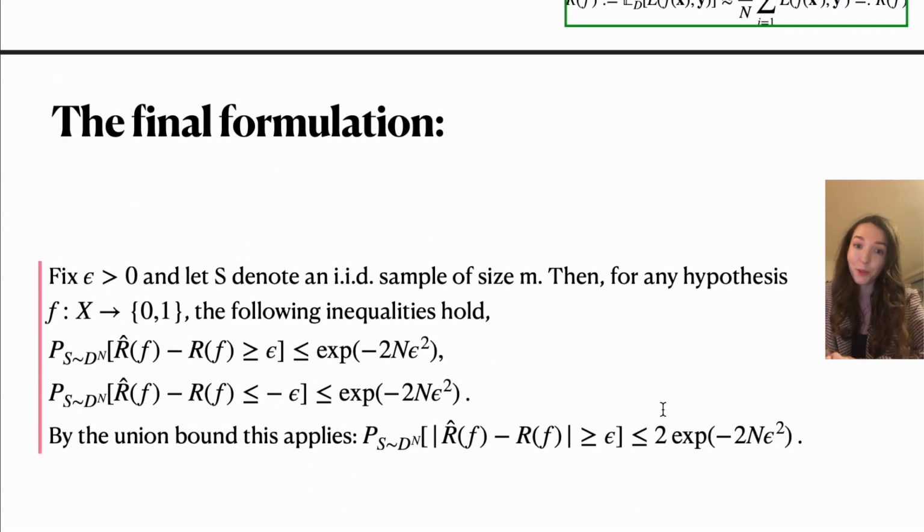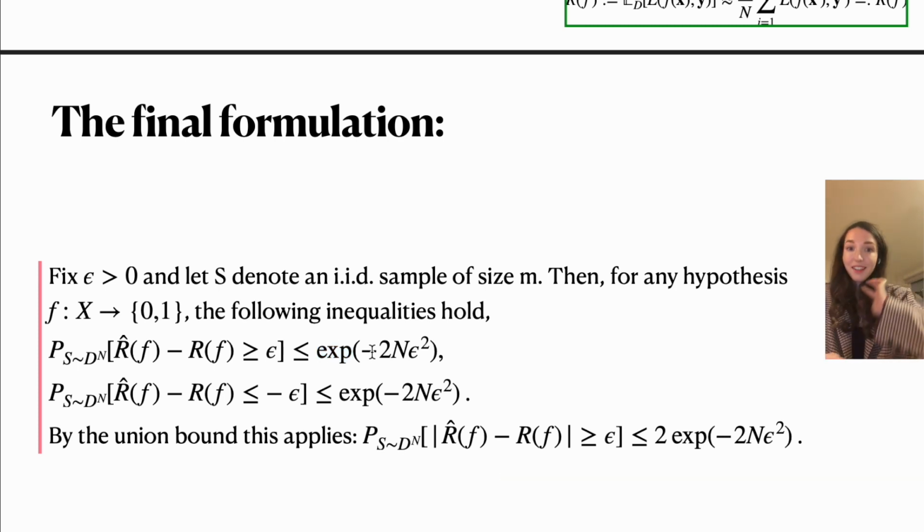And then we get the following final statement, which says that the probability that the empirical risk minus the true risk is greater than some epsilon is bounded from above by an exponential of minus 2 capital N times epsilon squared.